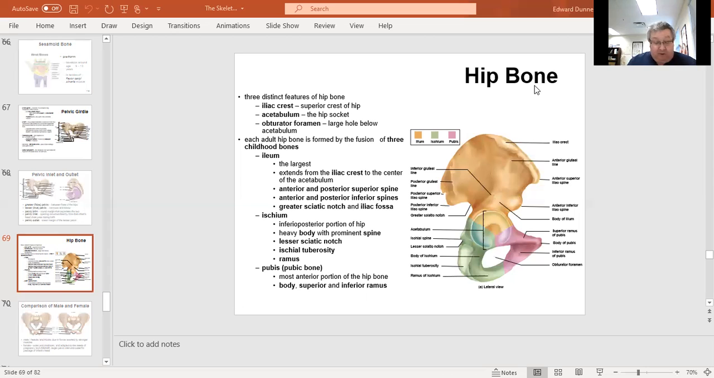From the pubis, we have adductor brevis and adductor longus. We have gracilis, pectineus, and the rectus abdominis muscle. Those are the muscles that come off the hip bone. A lot of muscles come off of that hip bone.